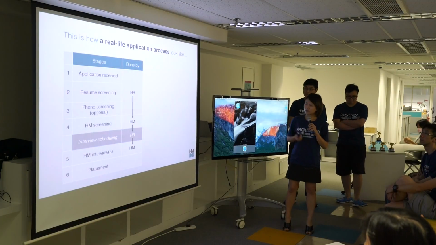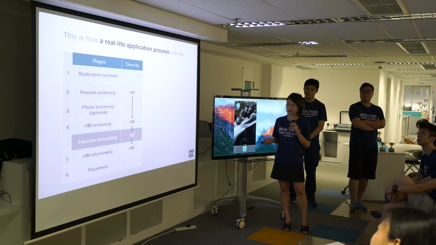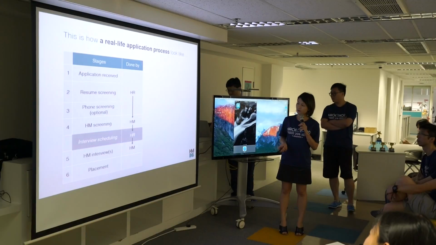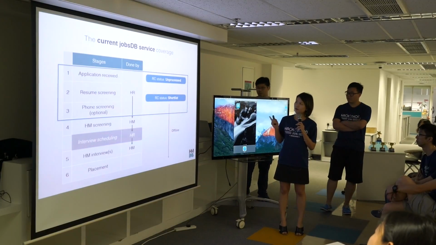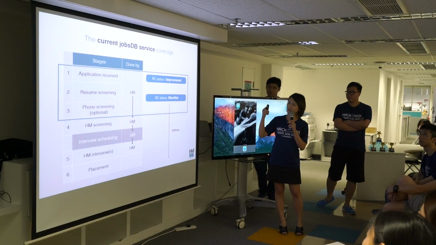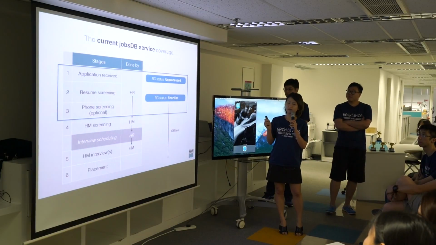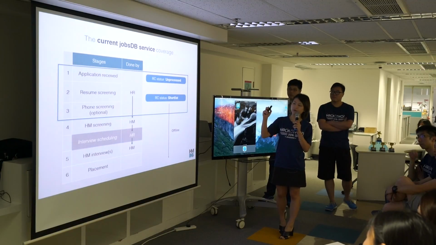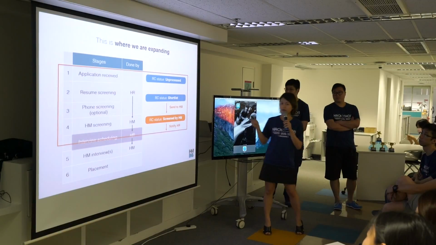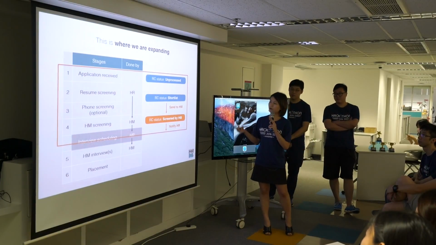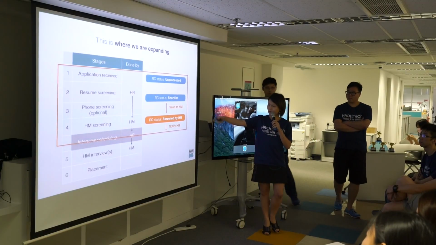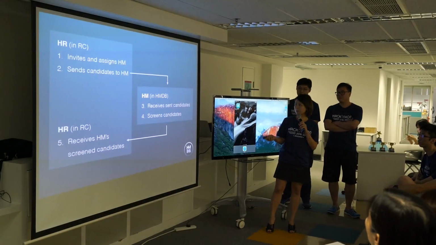Now, this is how a real-life application process looks like. Those are the stages, and right now, this is the current job seeking service coverage, which is only the first 3 stages, while actually the decision making is done from stage number 4 onwards. So we want to expand our service to here. The orange part is the project that we're working on, and that is when we bring our hiring manager on board.